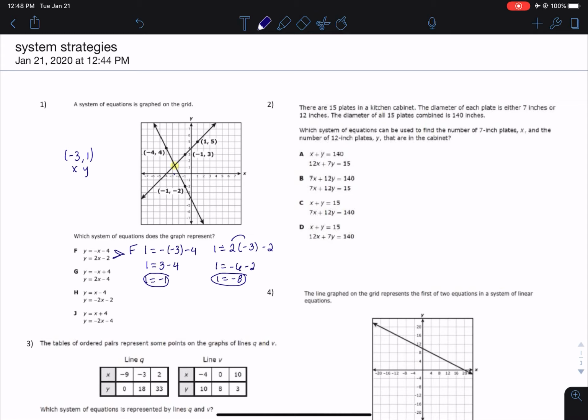Okay, now we're going to try G. In order to try G, I'm going to rewrite G's equations. So instead of y, I have 1 equals -3 plus 4. 1 equals 3 plus 4, so 1 equals 7. The other equation is y equals, so 1 equals 2 times -3 minus 4. So 1 equals -6 minus 4. 1 equals -10. Okay, those answers are pretty far from what I needed.